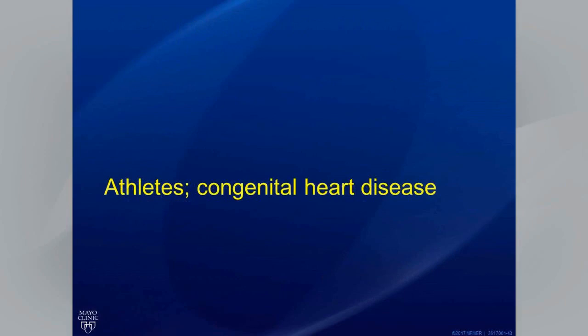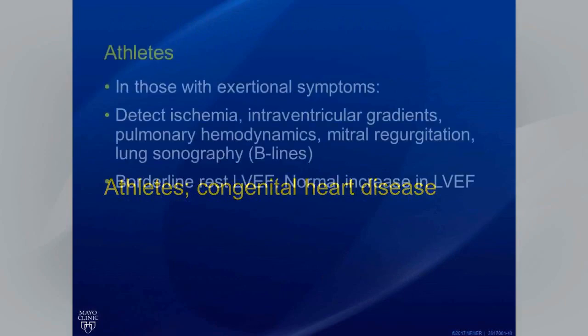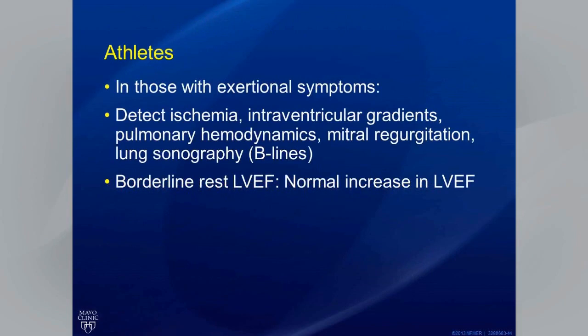What about athletes and patients with congenital heart disease? Stress echo can also be applied to these groups. It can be helpful in athletes with exertional symptoms in order to detect ischemia, development of interventricular gradients, pulmonary hemodynamics, mitral regurgitation, and you can also look at B lines with lung sonography.